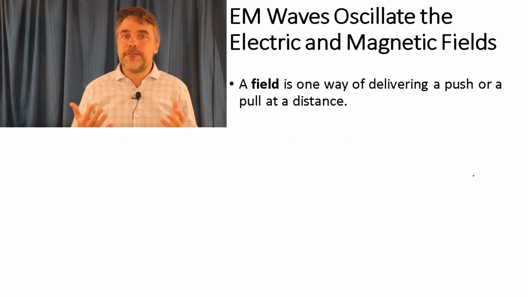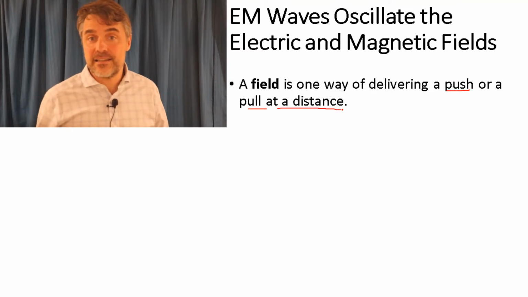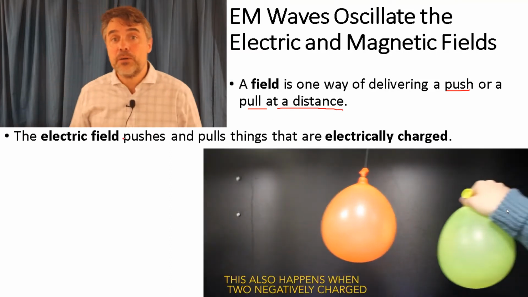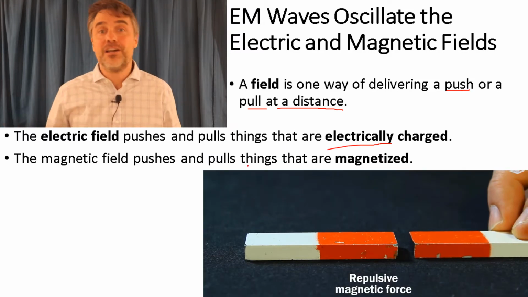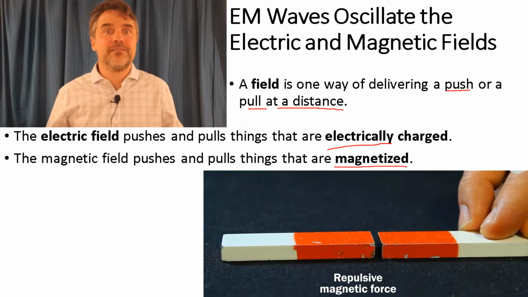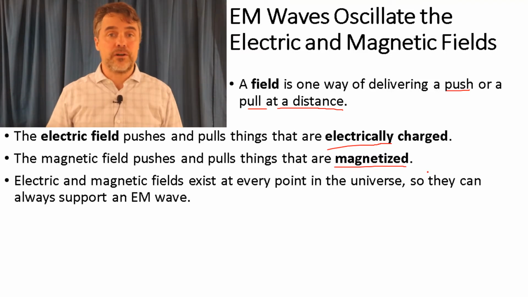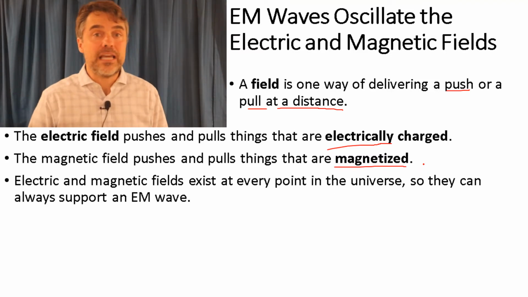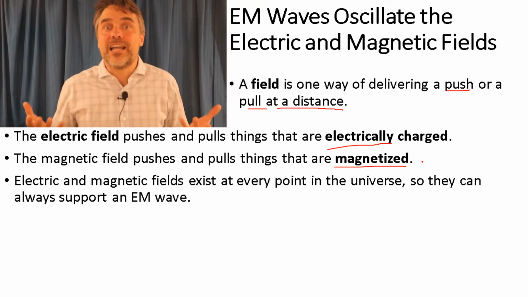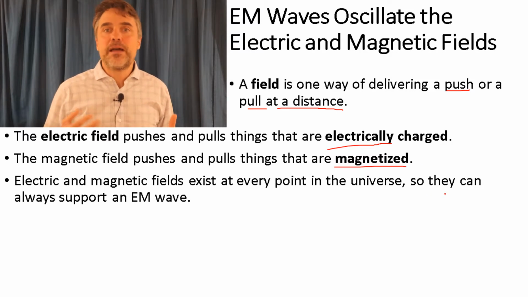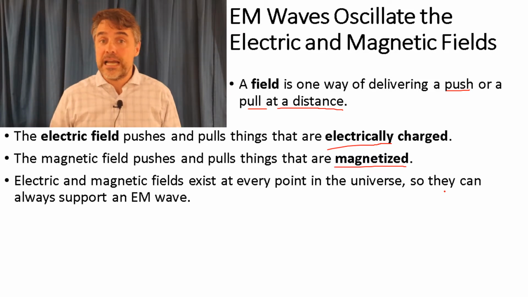Well, in physics, a field is one way of delivering a push or a pull at a distance. The electric field, for example, pushes and pulls things that are electrically charged. The magnetic field pushes and pulls things that are magnetized, like magnets. These fields exist everywhere in the universe. That's why light and other EM waves can travel through the vacuum of space, where there's nothing, not even air. Electric and magnetic fields exist at every point in the universe, so they can always support an EM wave.